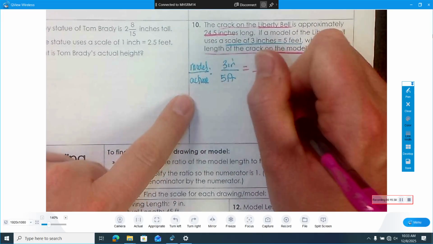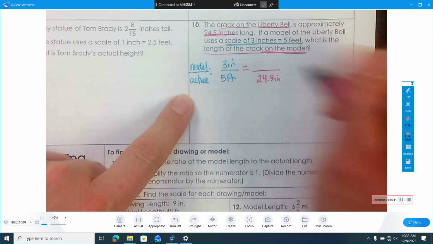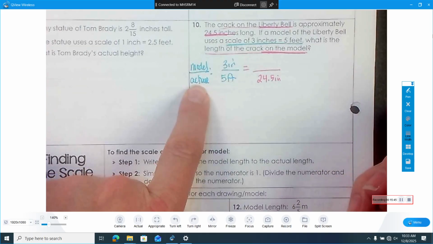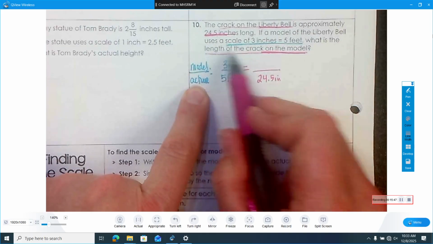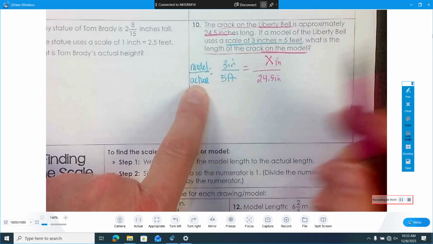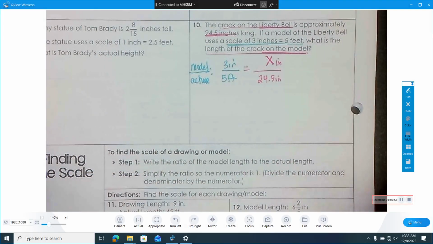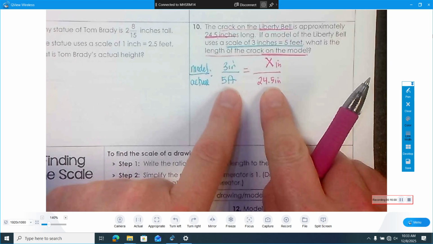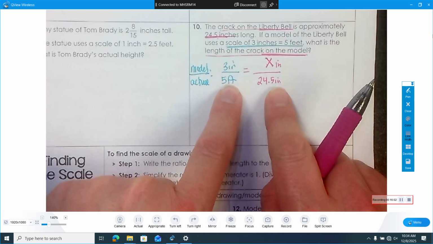The 24.5 inches goes on the bottom because it's the actual length. So we've got to go with the actual. And we're trying to find the length of the crack on the model. But what's the problem with our setup here? They're not the same units, right? So we've got to do some converting here because we have to make these units match.